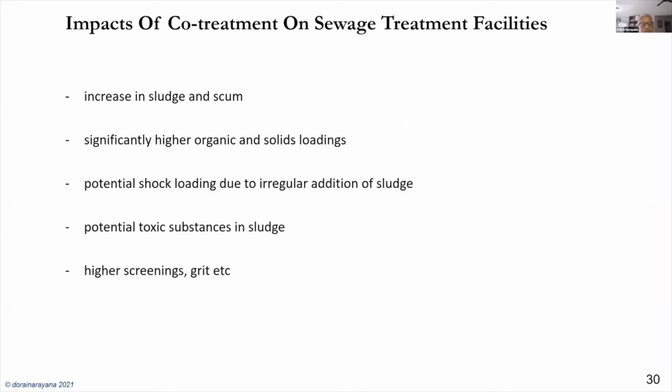There could be shock loadings because of irregular addition of sludge, unless we have some kind of blending or some kind of stabilization, some kind of equalization tank. And potential toxic substances may be there. We need to take precautions for this. And screenings and grit volumes will also be high. You can expect this, right? So these are the general things you can expect as impacts on your STPs when you do co-treatment.